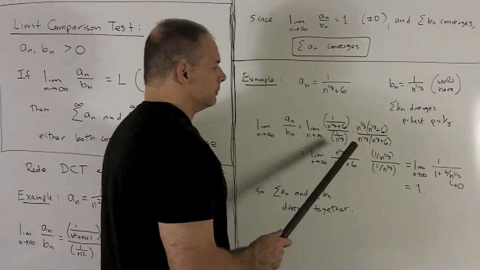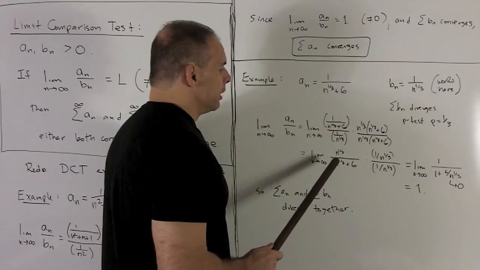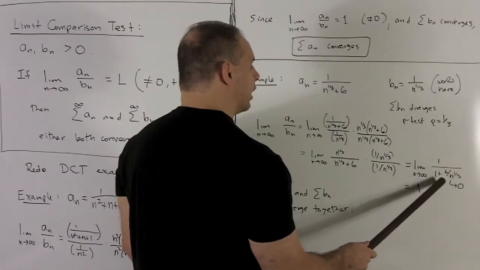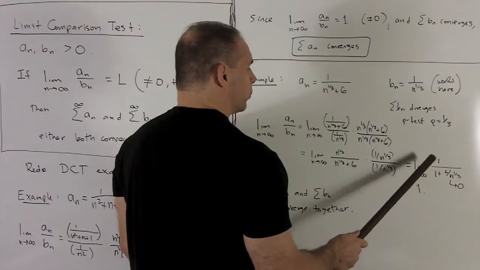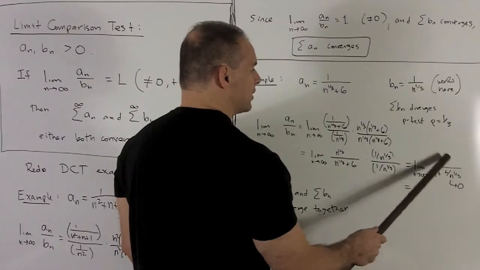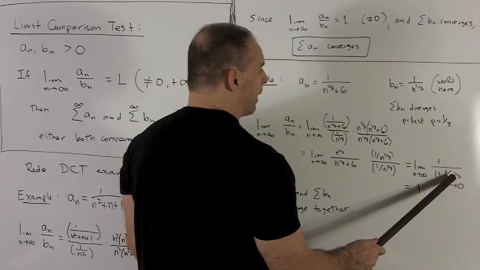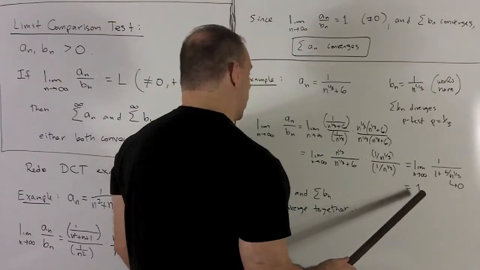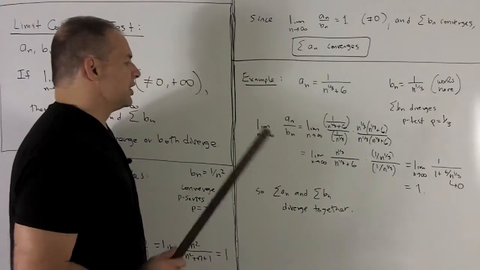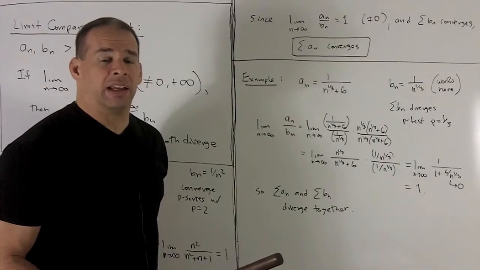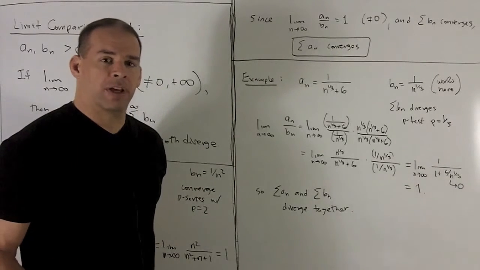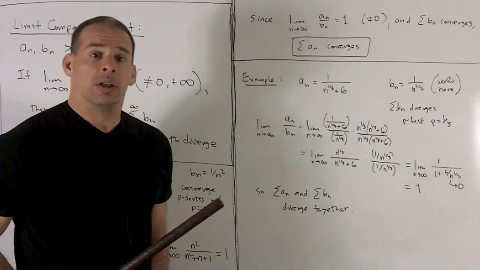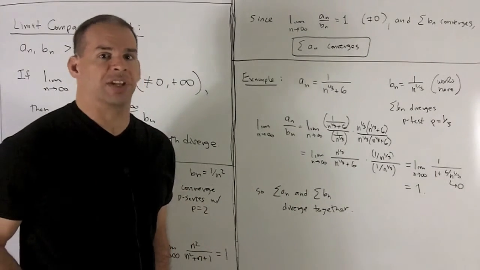So I'll get a 1/3. I'll get a 1 up on top, a 1 for this term, and then a 6 over n to the 1/3 over here. As we let n go to infinity, we're going to get 1 over 1 plus, and then this thing's going to go to 0 because our n is in the bottom with a positive exponent. So we're going to have our limit equal to 1. So that tells me the series for an and the series for bn are going to both diverge or both converge together. Since bn diverges, that means the series for an also has to diverge.